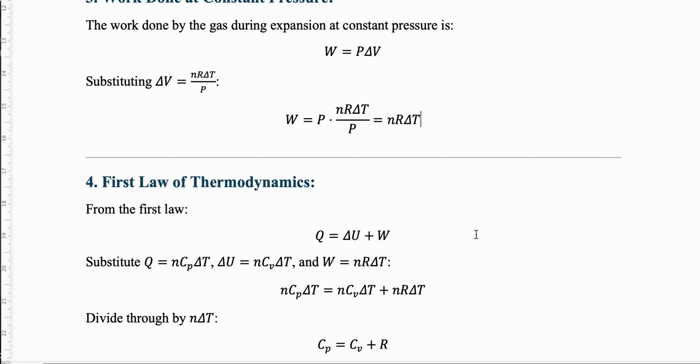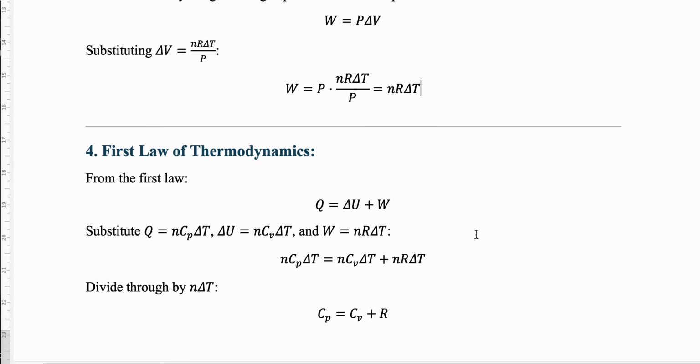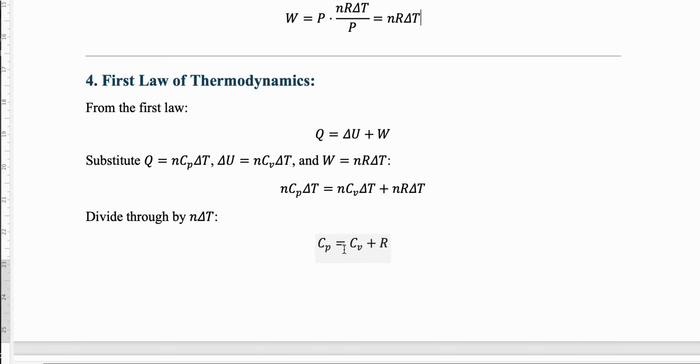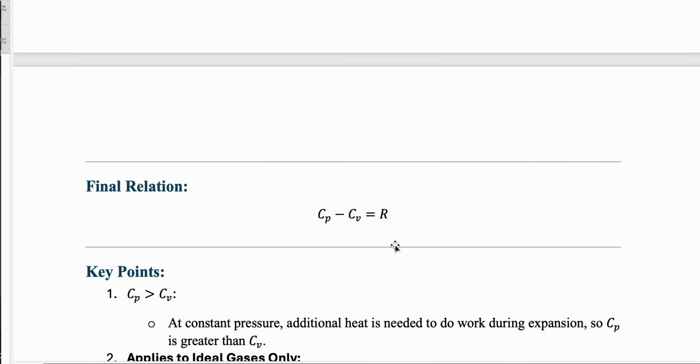Next, let's go back to the first law of thermodynamics. The first law says that Q is equal to delta U plus W. W we have just found out, it is nothing but nR delta T, so we'll replace it with nR delta T. Delta U we have found as n Cv delta T, and Q we have found as n Cp delta T. So you see delta T is there in all three terms, so delta T will get cancelled, n and n will get cancelled, and I will be left with Cp is equal to Cv plus R, or Cp minus Cv is equal to R.